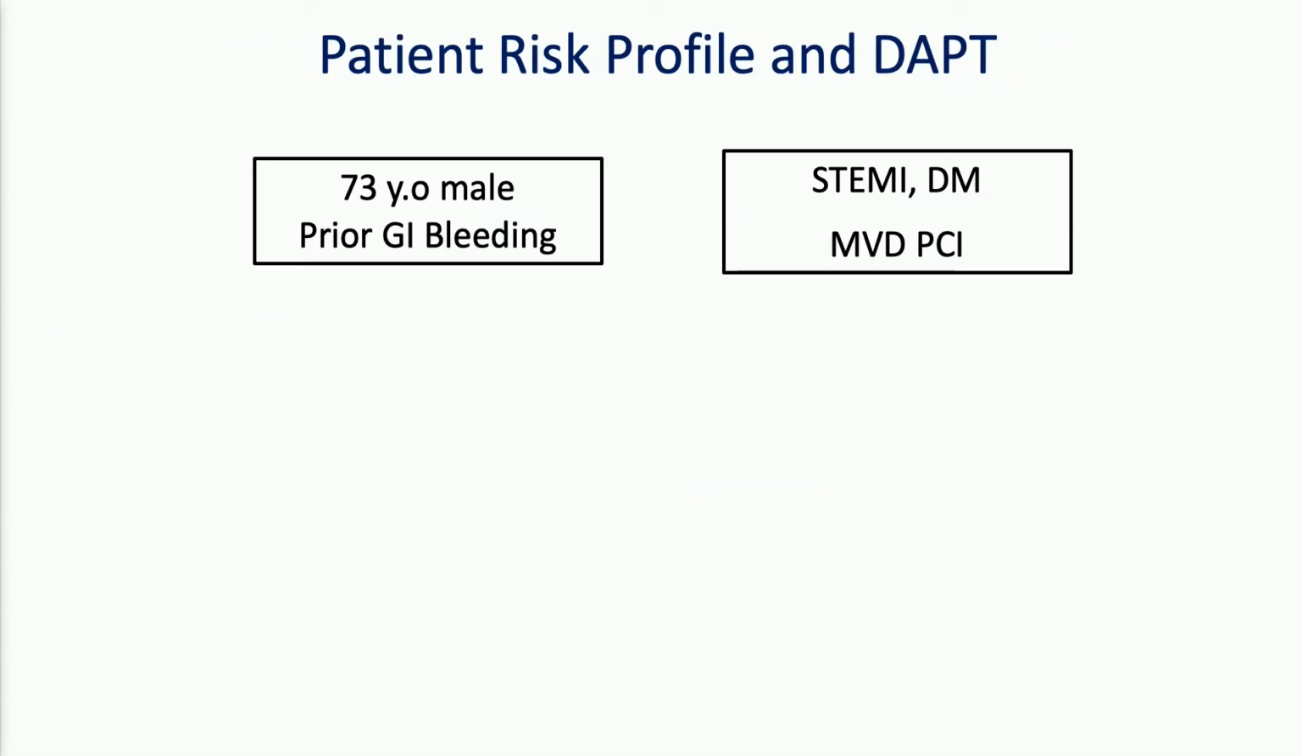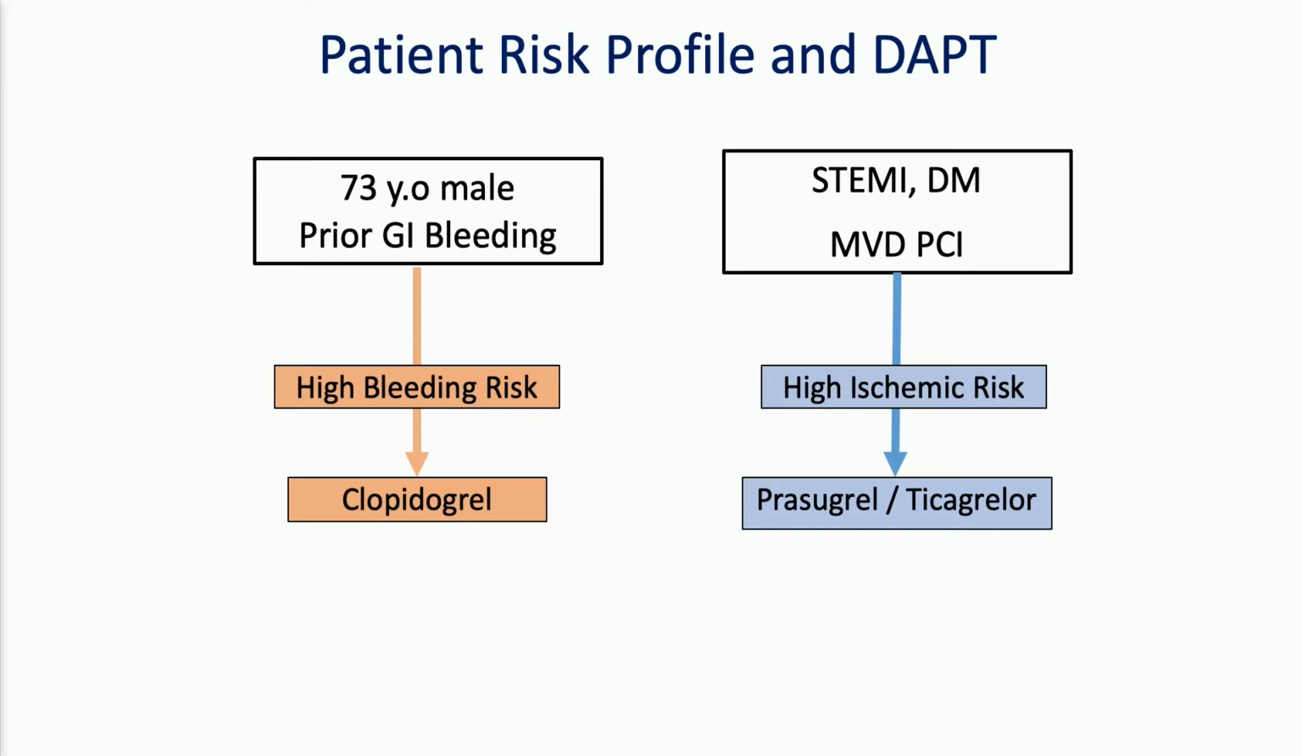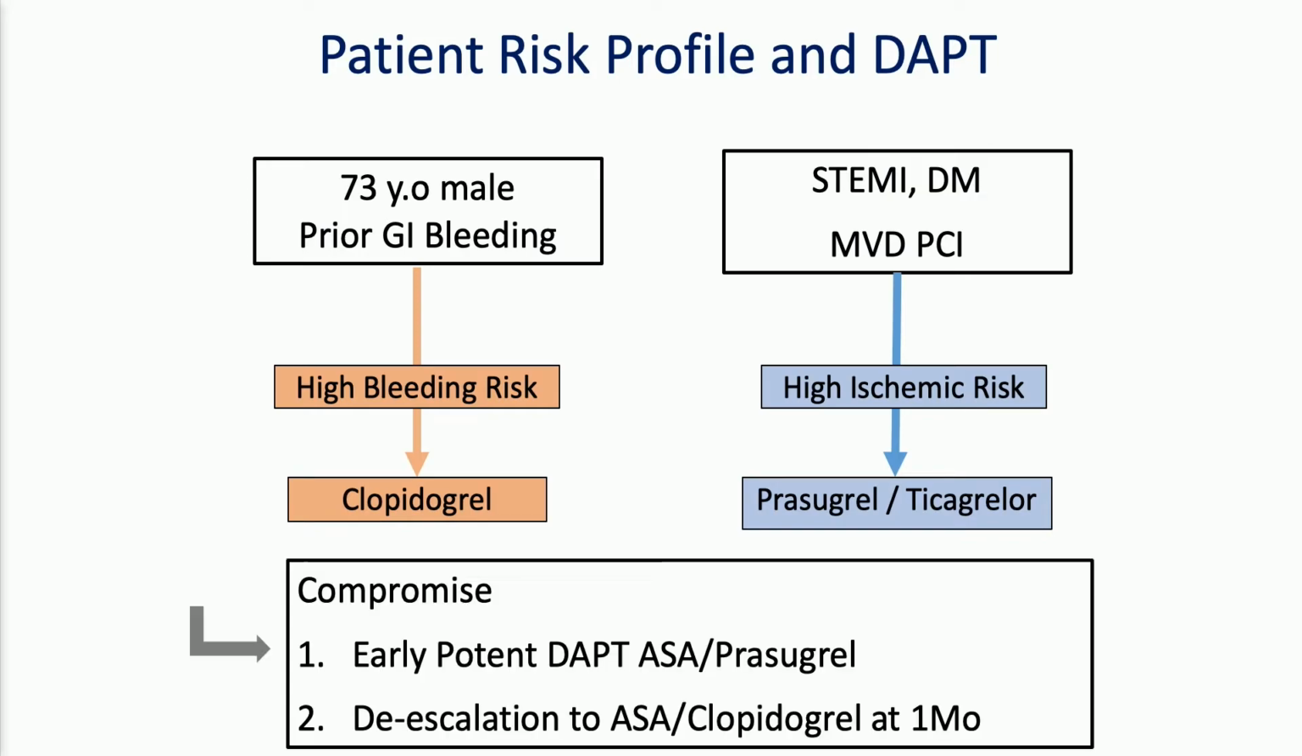Just one patient to illustrate this strategy. It's a patient with high bleeding risk, but also a patient with high ischemic risk. For this patient, we want to keep clopidogrel because of the high bleeding risk, but it's a STEMI patient, diabetic patient with multivessel disease, and accordingly, we want to give prasugrel. So we had to find a kind of compromise with the early potent DAPT with aspirin and prasugrel, and then de-escalation to clopidogrel after 1 month.